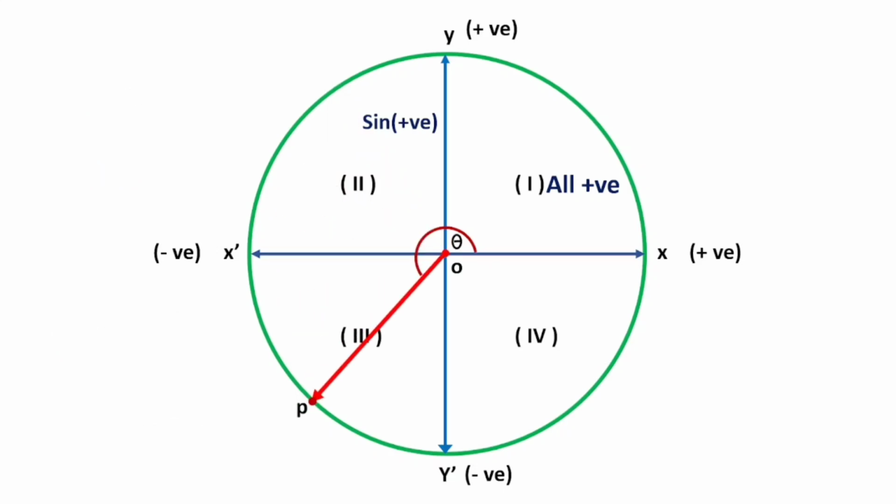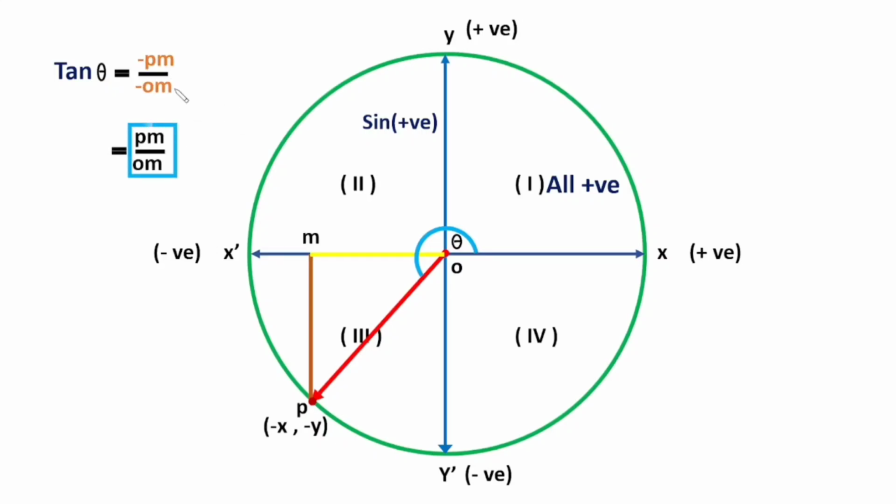Now the point P has come in the third quadrant. In the third quadrant, for angle theta, OM is the adjacent, OM to the left of the x-axis, that's why it is negative, and PM down the y-axis is also negative. So tan theta equals minus PM opposite upon adjacent. As both are negative, that's why tan theta is positive in the third quadrant. As tan theta is positive, its reciprocal cot theta is also positive in the third quadrant.